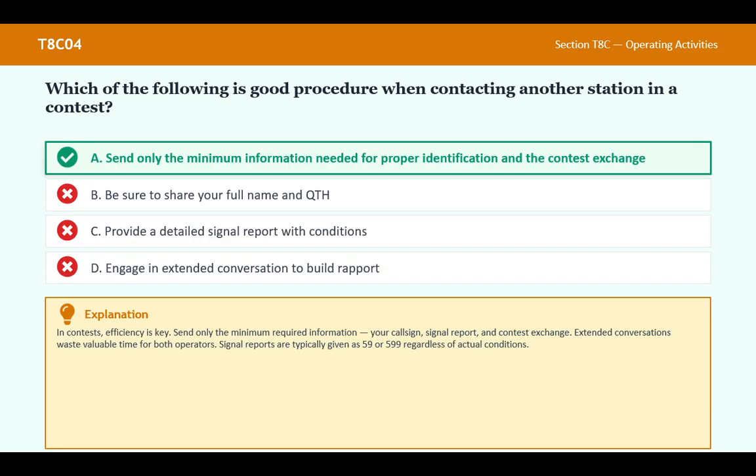Which of the following is a good procedure when contacting another station in a contest? A. Send only the minimum information needed for proper identification and the contest exchange. In contests, efficiency is key. Send only the minimum required information: your call sign, your signal report, contest exchange. Extended conversations waste valuable time for both operators. Signal reports are typically given as 59 or 599 regardless of actual condition.